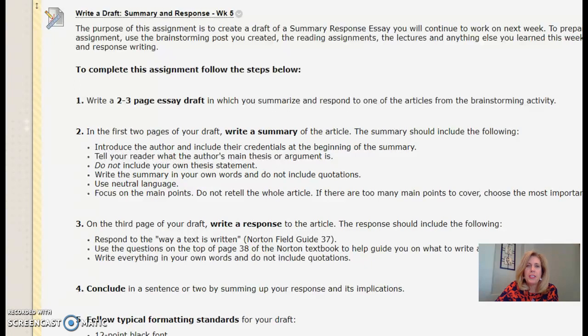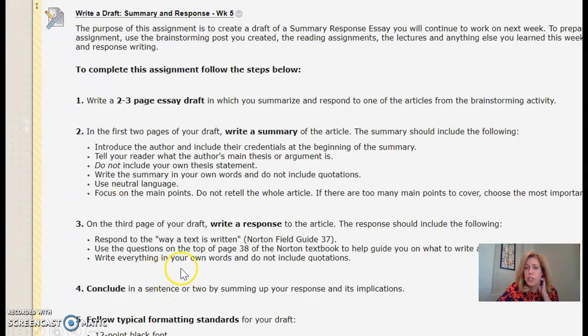And then you're going to turn it into a draft. And hopefully if you do your pre-writing very succinctly, this will turn into a smooth writing of your rough draft. So just like the normal 2 to 3 page rough draft, typed double spaced, the first 2 pages is the summary, and the third page is your response. Okay, these numbers are fluid. You can change it. You can do page and a half summary, page and a half response. I'm flexible.